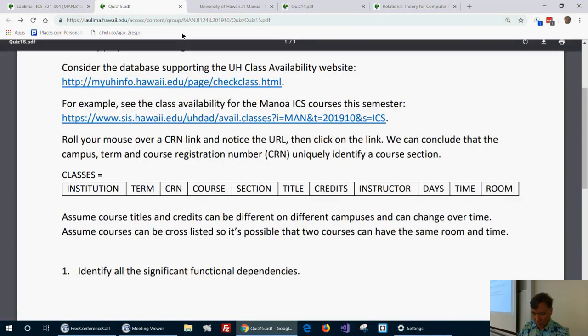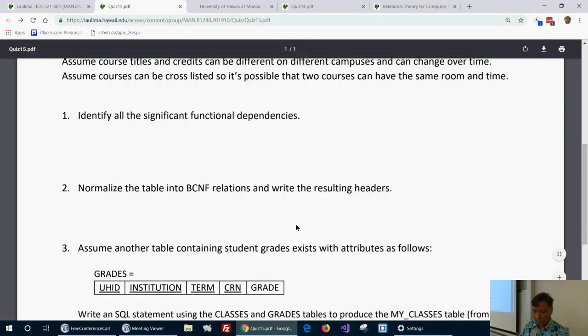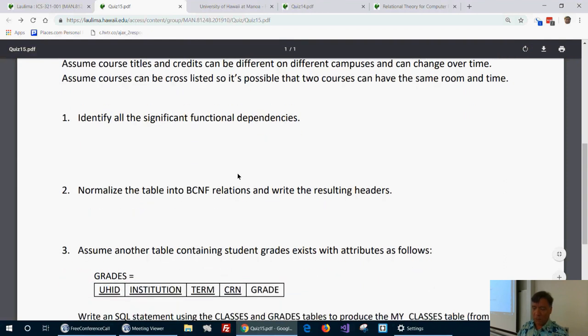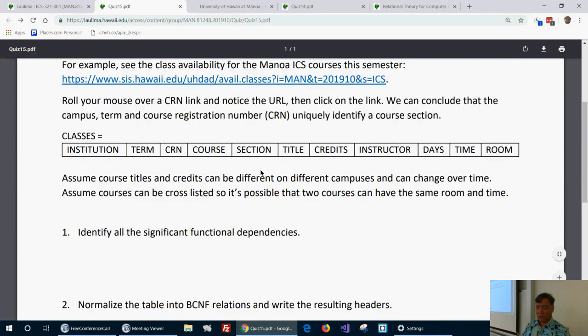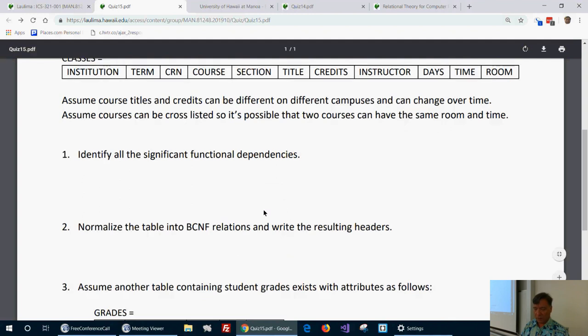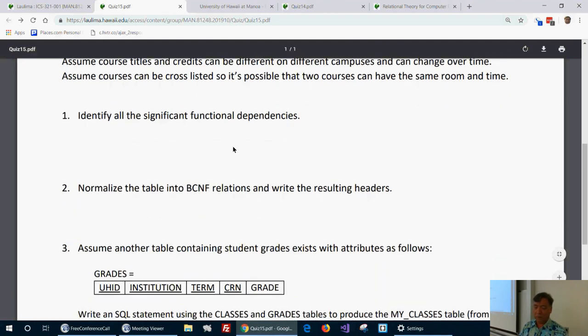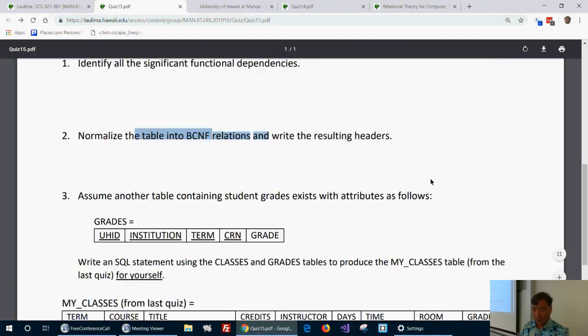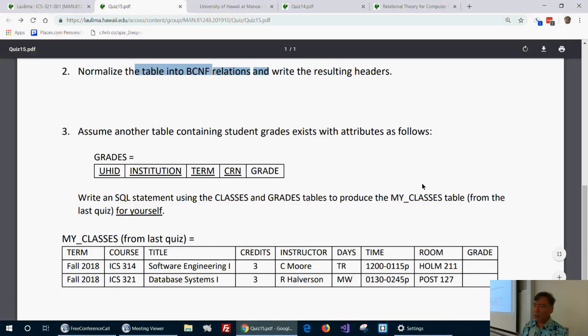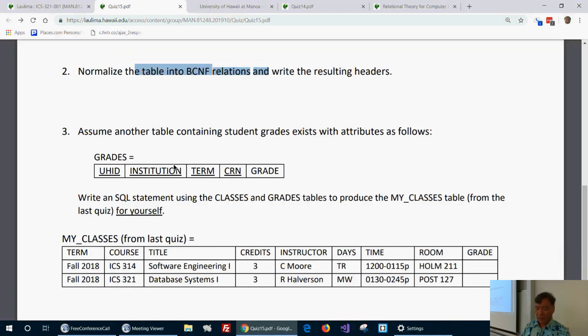So let's go back to this other one. First of all, you identify the functional dependencies, and I told you. Then you normalize the table. You don't have to; these questions are slightly different. So first you identify the functional dependencies, and then you normalize it, and then what I want you to do is imagine that you have this other table here, which is probably in there.